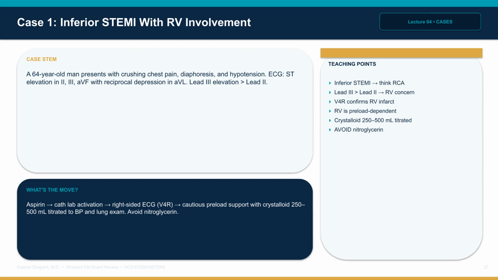The next steps are aspirin, Cath lab activation, a right-sided ECG to look for ST elevation in V4R, and careful preload support with crystalloid boluses of 250 to 500 milliliters, titrated to blood pressure and lung exam. The avoidable mistake is giving nitroglycerin to a hypotensive RV infarct patient.